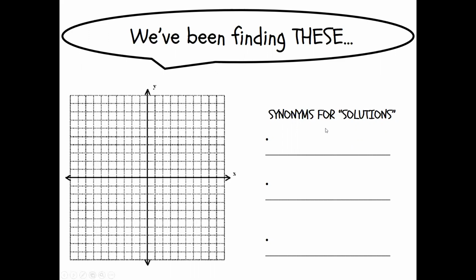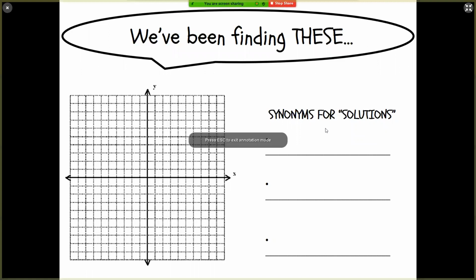So first thing, we have been finding solutions. Remember, we've been finding where our graph crosses the x-axis. Let's say our graph crosses here. We've been finding these points right here. When we factor them, we just call them our solutions. When we graph them, we call them our x-intercepts.